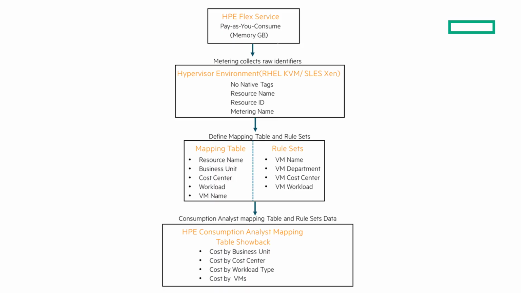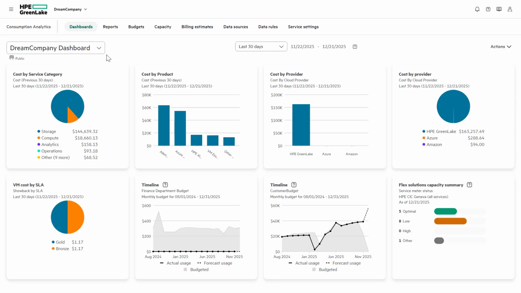To add business context, we use mapping tables and data rules. Mapping tables link VM resource name to attributes such as cost center, business unit, and workloads using an external Excel or CSV file, and then apply data rules to automatically enrich each usage record. This enriched data enables accurate showback of cost and usage in HPE Consumption Analytics. Let's get started in HPE Consumption Analytics.